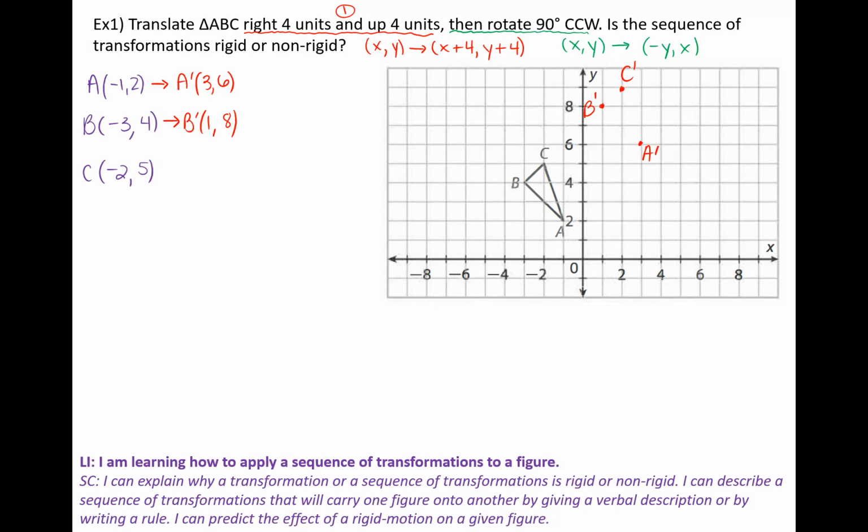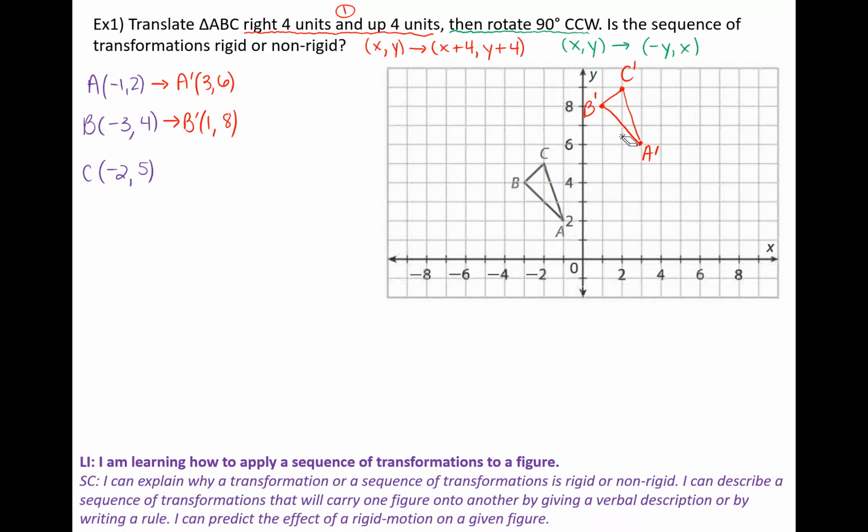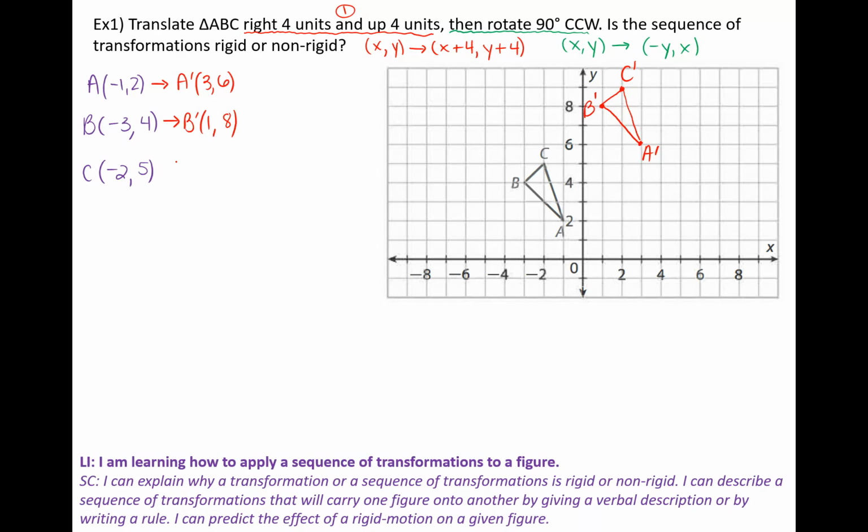Okay, so let's go ahead and connect the dots as best you can. Just try to draw a nice little triangle here. And when I do that, that is my first transformation. I just accomplished the first one. Ooh, I forgot to write my C prime ordered pair. C prime is at, looks like, 2, 9. Okay, so there's the first one.